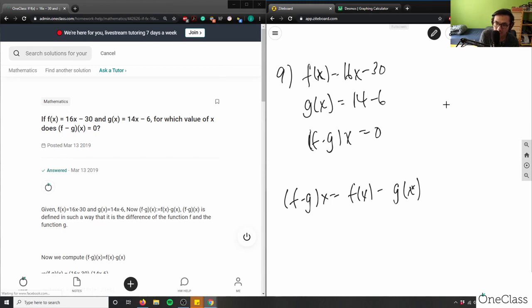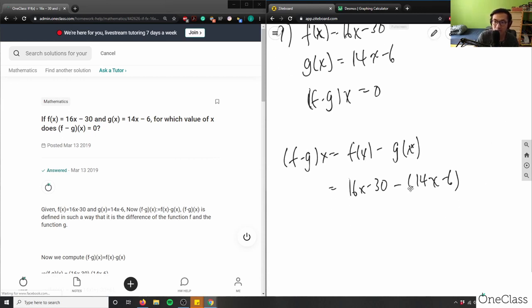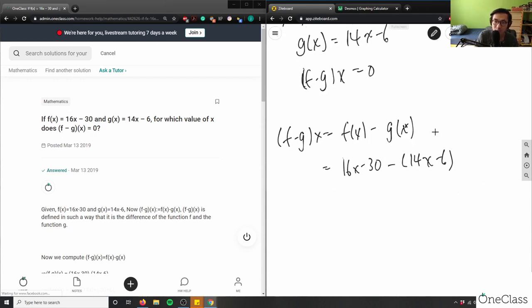So I can simply sub in 16x minus 30 for f of x, minus 14x minus 6. You need the brackets here because I'm subtracting all of this. So this is 16x minus 30, minus 14x plus 12, because negative and negative becomes positive 12. 16x minus 14x is 2x, collecting like terms, and negative 30 plus 12 would be negative 18.